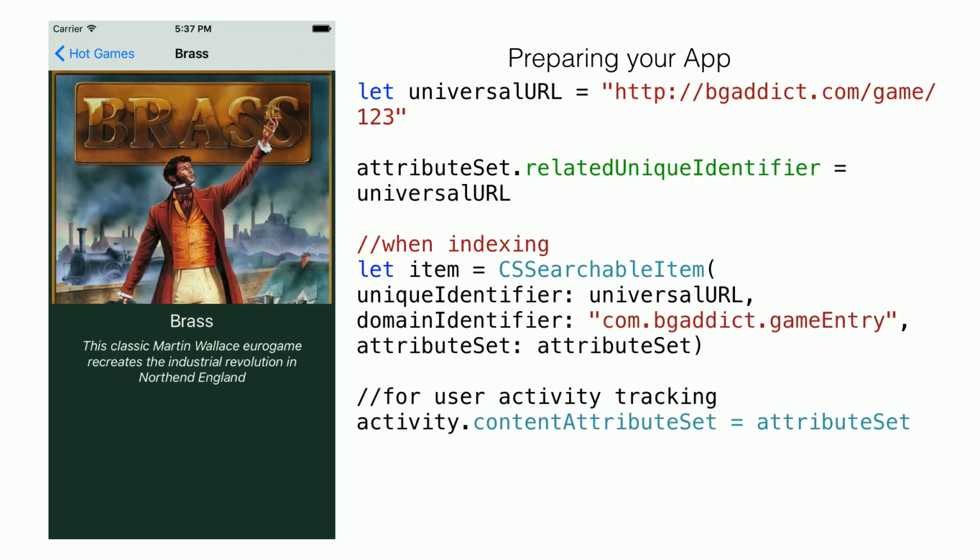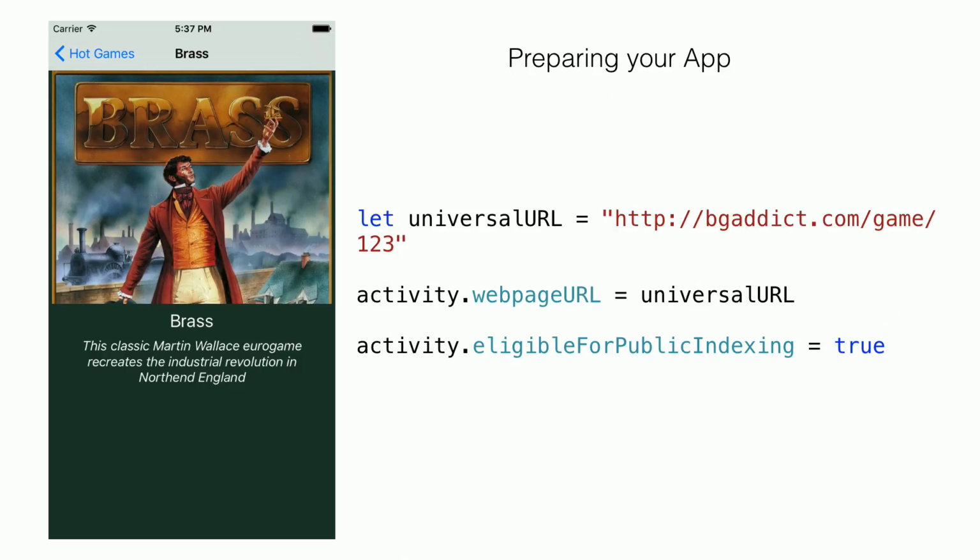Now once we do that, there's a couple more things we need to do. One of the things we need to do is set the web page URL on the activity. And the next thing we need to do is make eligible for public indexing equal to true.